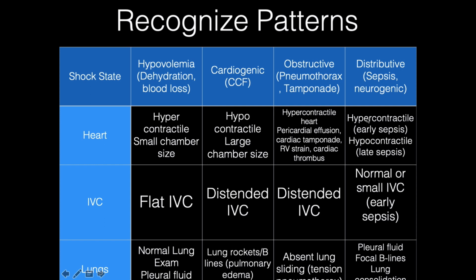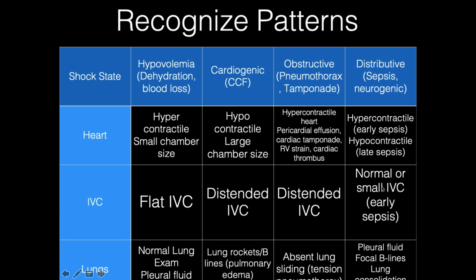In distributive shock, you can have a hypercontractile heart or hypocontractile. It depends when you see the patient in sepsis, whether it's very early on and the heart's really working overtime, or whether they've had this cytokine storm that's led to cardiac dysfunction. The inferior vena cava will be very flat in hypovolemia and dehydration, the opposite of cardiogenic and obstructive shock, where you'll have very distended inferior vena cavas. If you have a very flat IVC, you've basically ruled out obstructive shock.